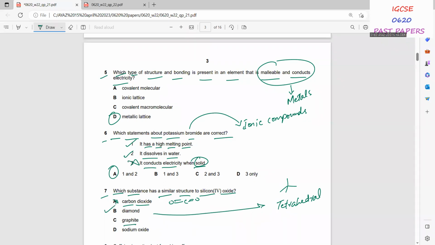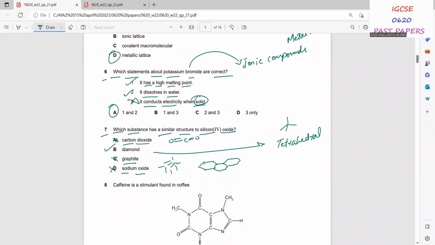C, graphite. Graphite has hexagonal structure like this. Sodium oxide. Sodium oxide is an ionic compound. It contains ionic lattice like this. So both of these are incorrect.